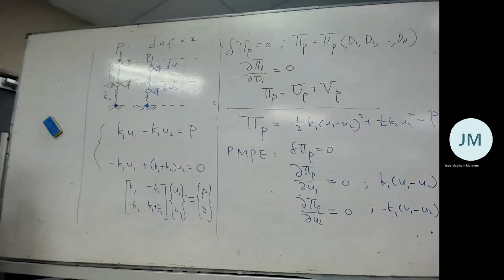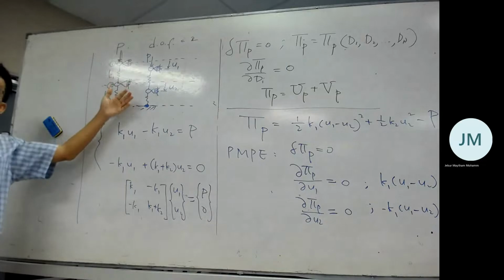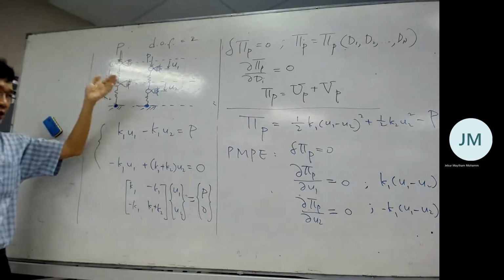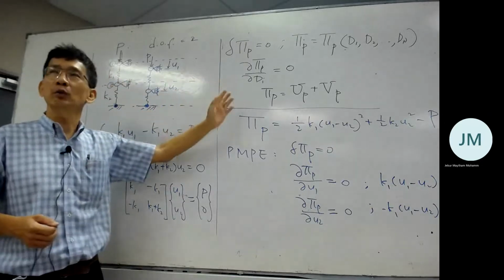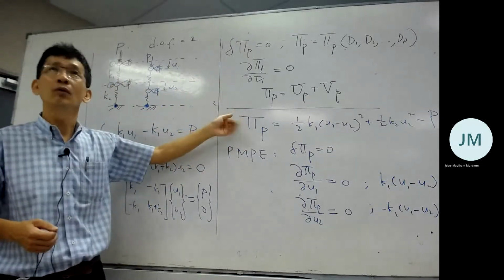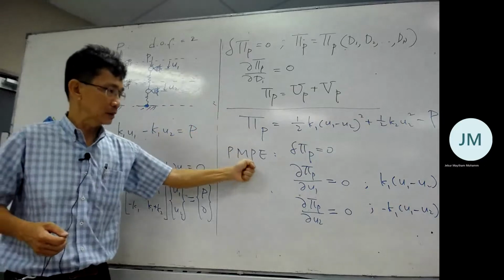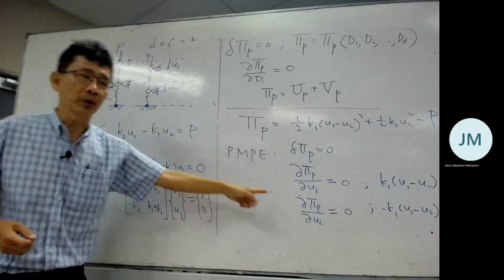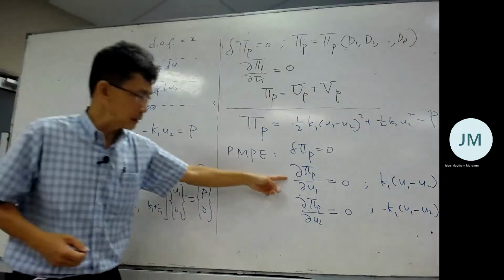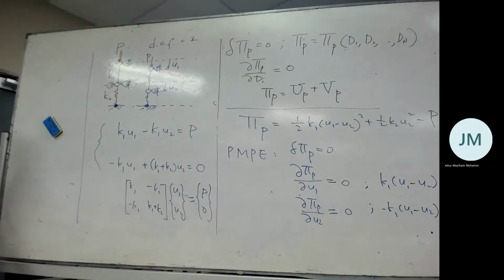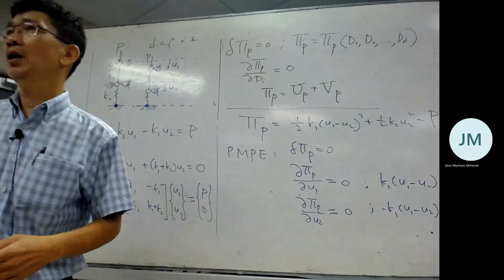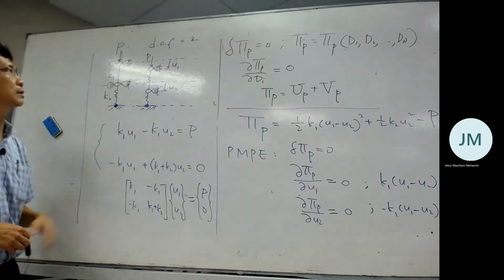We use this simple example because I can show you the whole process. What is the first thing? Next, how we actually apply the principle of minimum potential energy, what you need to calculate, what you need to know, and then what the final equation is that we want to get in order to solve this problem. So this is how we solve this problem.